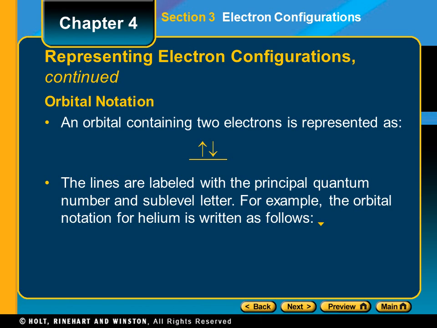For example, the orbital notation for helium is written as follows. Helium, 1 line, and what energy level is that? It is the first energy level. And what orbital is that? It is the s orbital. And how many electrons is there? 2. 1 arrow facing up, 1 arrow facing down. And that's it for helium, because there's only 2 electrons in helium.